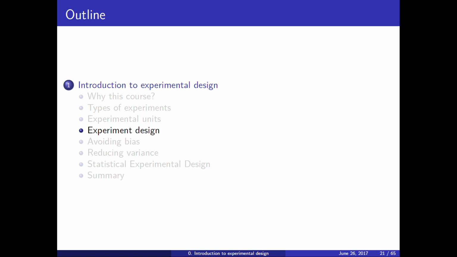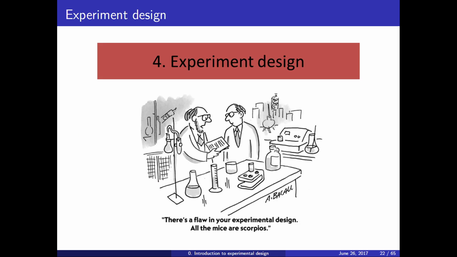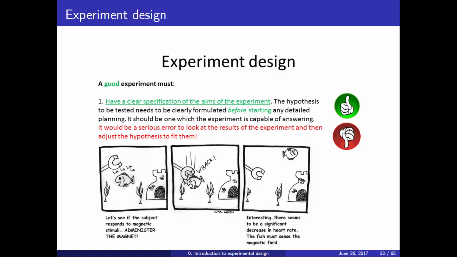Okay, so when we talk about experiment design, what are we talking about? Here are some objectives when we design an experiment. A good experiment should have a clear specification of the aims of the experiment. So the hypothesis to be tested should be clearly formulated before starting the experiment. So it would be a serious error to look at the results of the experiment and then adjust the hypothesis to fit the results. And this goes in the direction of data snooping. So after looking at the data, you shouldn't decide what your goal was or what your hypothesis was.